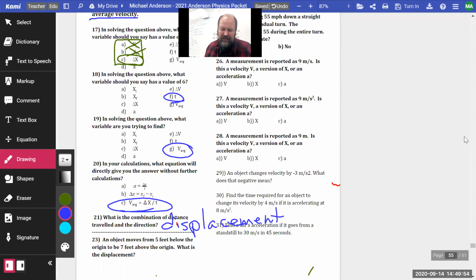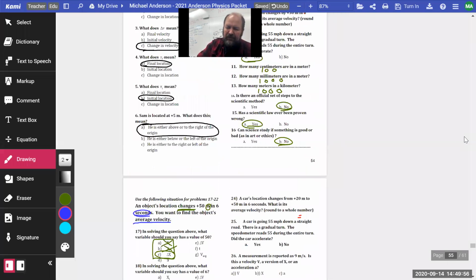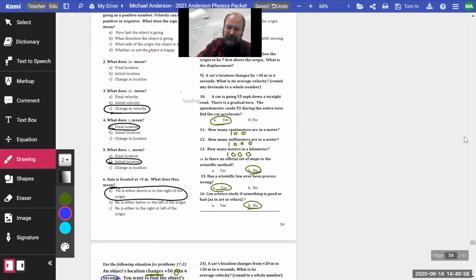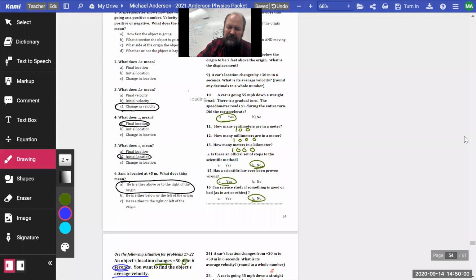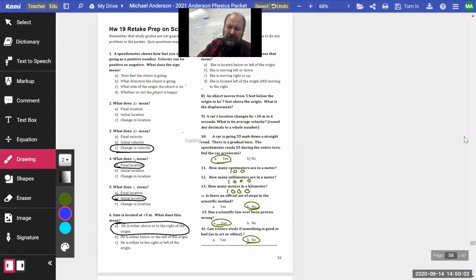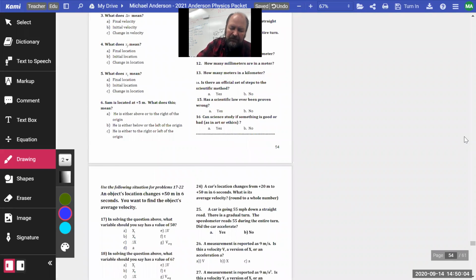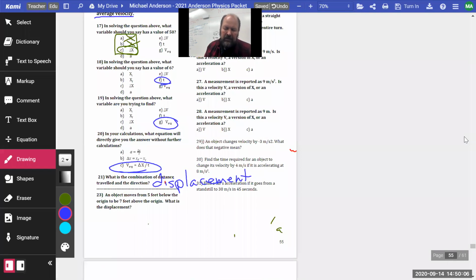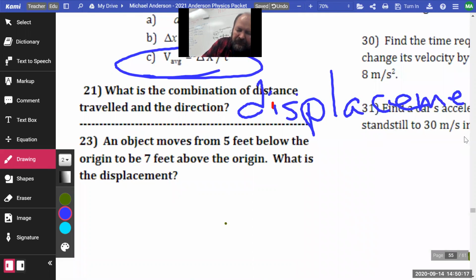Number 23, I think this is like number 9 up above. Number 10, no. Number 8 above. An object moves 5 feet below the origin to be 7 feet above the origin. What is the displacement? Okay, so let's expand this bigger and bigger.